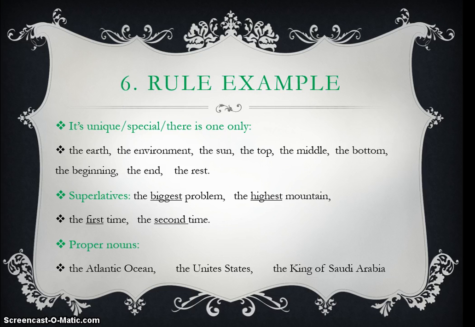So we're going to say the Earth, or the environment, the sun, the top of something, the middle of something, the bottom of something, the beginning of a paper, the end of a movie, the rest of the story. We can also use superlatives with nouns, and you can say the biggest problem, the highest mountain, the first time, the second time, the tallest student in class, the shortest student in class, the youngest sister of my friend.